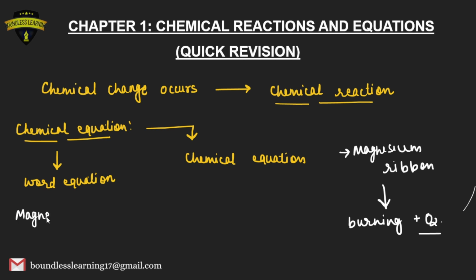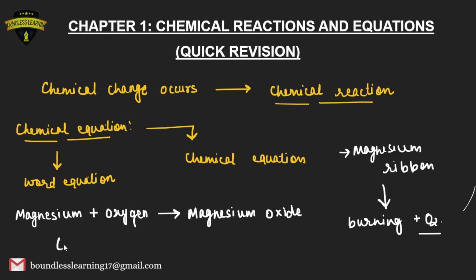Magnesium, when it reacts with oxygen, gives us magnesium oxide. This is the form of a word equation, where magnesium and oxygen are the reactants on the left hand side, whereas magnesium oxide is the product.